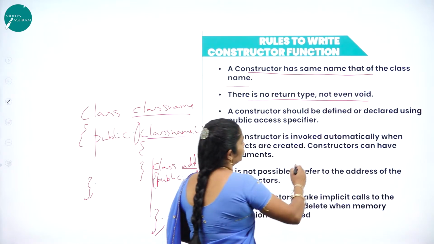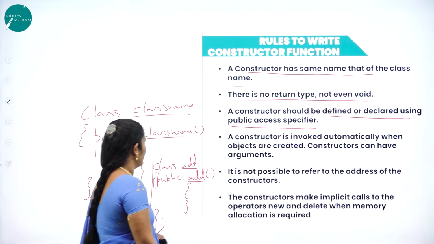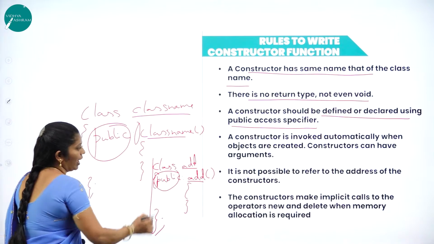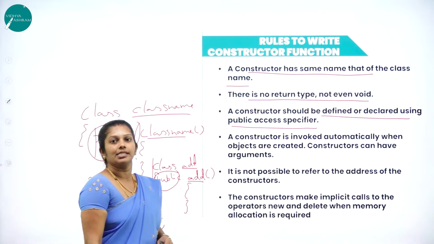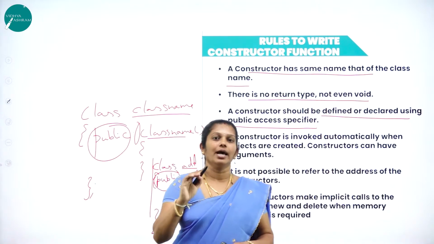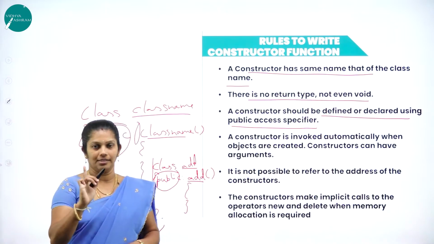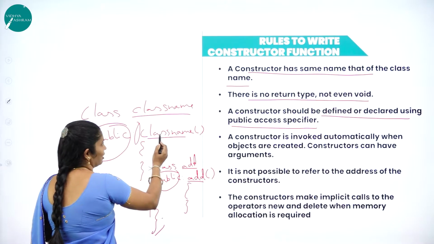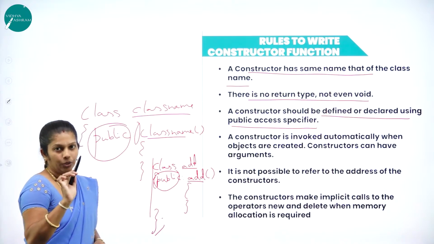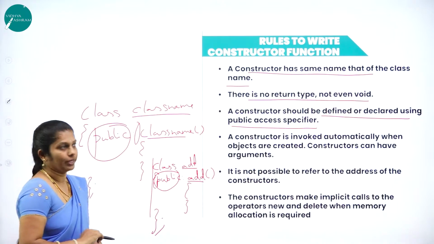And a constructor should be defined or declared using the public access specifier. Compulsorily, we have to declare this in the public access specifier only. You are not supposed to declare this in private as well as protected. Compulsorily, it should be declared in the public section. First thing, the class name and function name must and should be the same. There is no return type specifier, not even void. And it should be declared in the public section only.